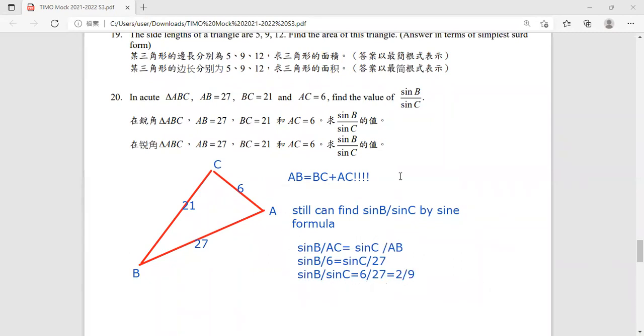Using the sine formula. Now for those who don't know what the sine formula is, you can use this diagram to illustrate. Actually, I will use the other way: BC over sine A, which has more information on it. AB over sine C, AC over sine B, which equals 2R.